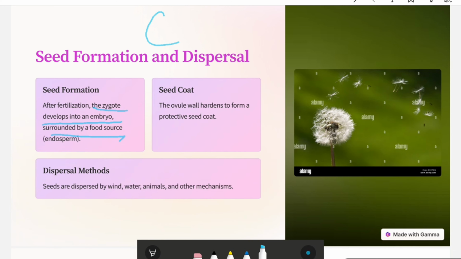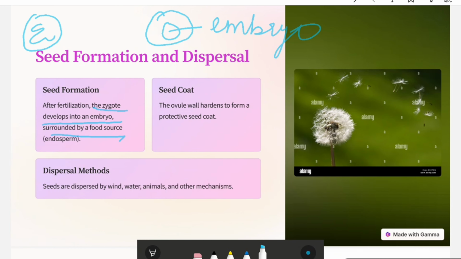Inside the zygote there is an embryo which is formed. This is called an embryo. Then there is an outer layer which is called the seed coat. The ovule wall hardens to form the protective seed coat. So what we have studied, inside the ovary there was an ovule, the sperm cells and egg cells came, and they formed a zygote. Inside the zygote the embryo is formed. This is the zygote.